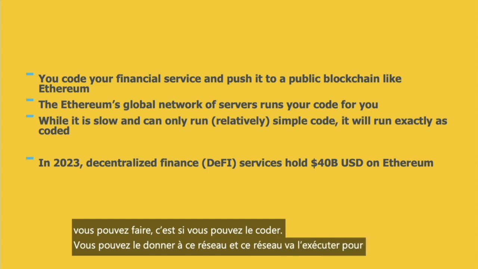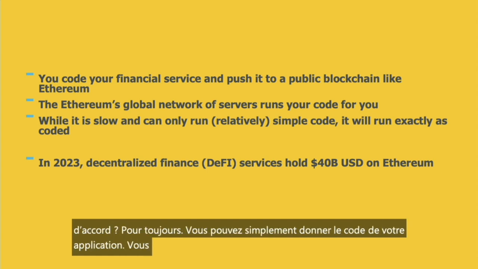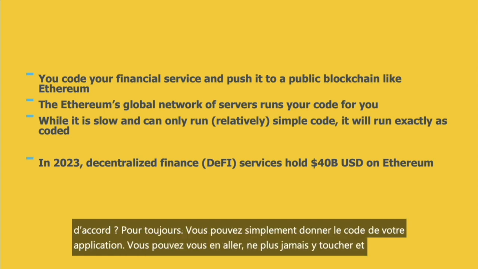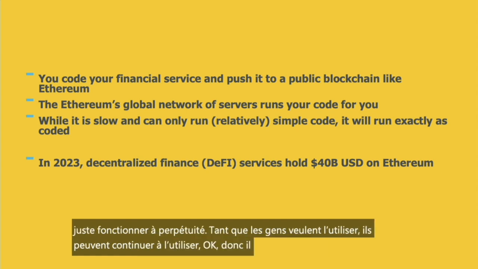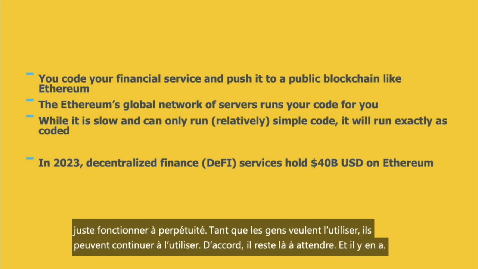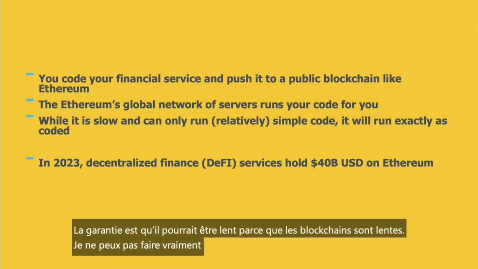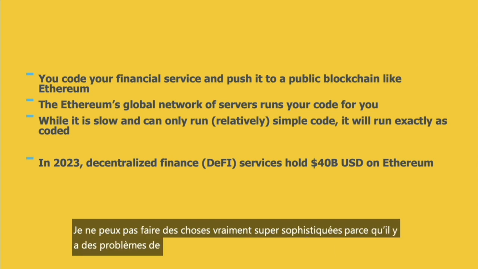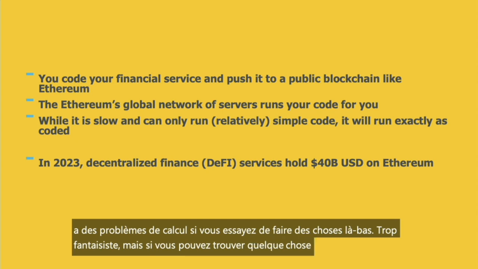Forever. You could just hand over the code for your application, walk away, never touch it again, and it's just going to run in perpetuity. As long as people want to use it, they can continue using it. So it just sits there waiting. And the guarantee is, it might be slow because blockchains are slow. It can't do really super fancy things because there are computational issues if you try to do things that are too fancy. But if you can find something that meets this definition, then it will run exactly as it's coded.